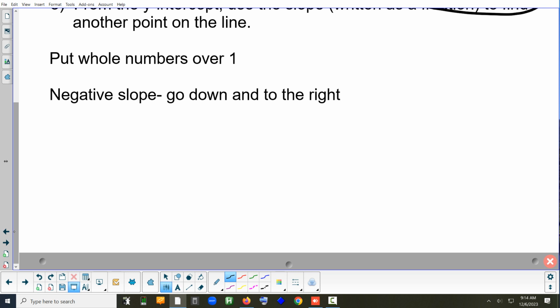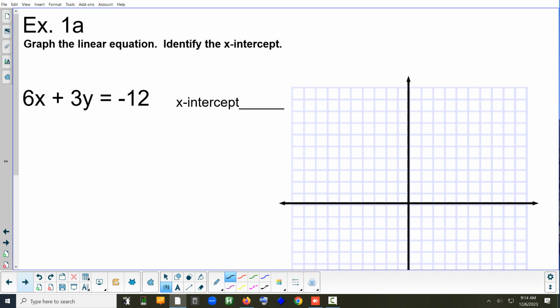All right, so now we're going to try some examples. I'll do the first one with you a little bit, and then I'll let you guys try a couple. Okay, so it says graph the linear equation, and they're only asking for the x-intercept this time. That's all that they want to know. They could ask for the x, they could ask for the y, or both. In this case, just the x.